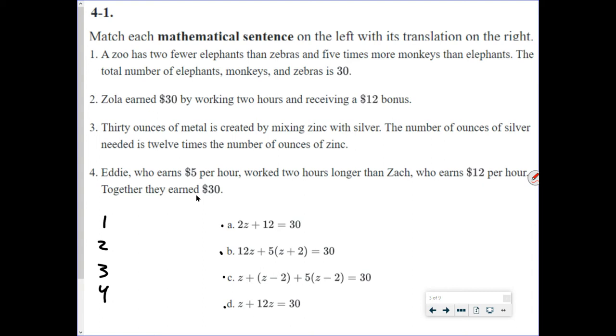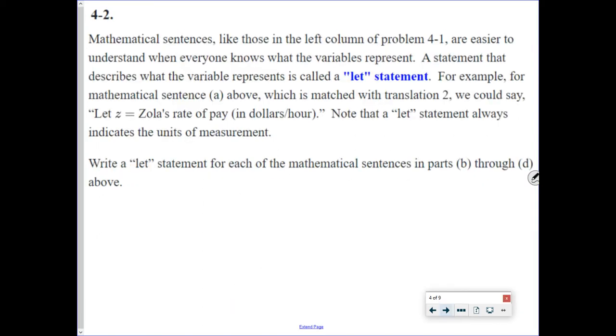Number 1 was letter C. Number 2 was letter A. Number 3 was letter D. And number 4 was letter B. Okay? So if you match them correctly, that's how it should go. And there were some key words there that hopefully made you see the connection. Hopefully that matched up and you were good. Okay? Cool. Problem 4.2 now.